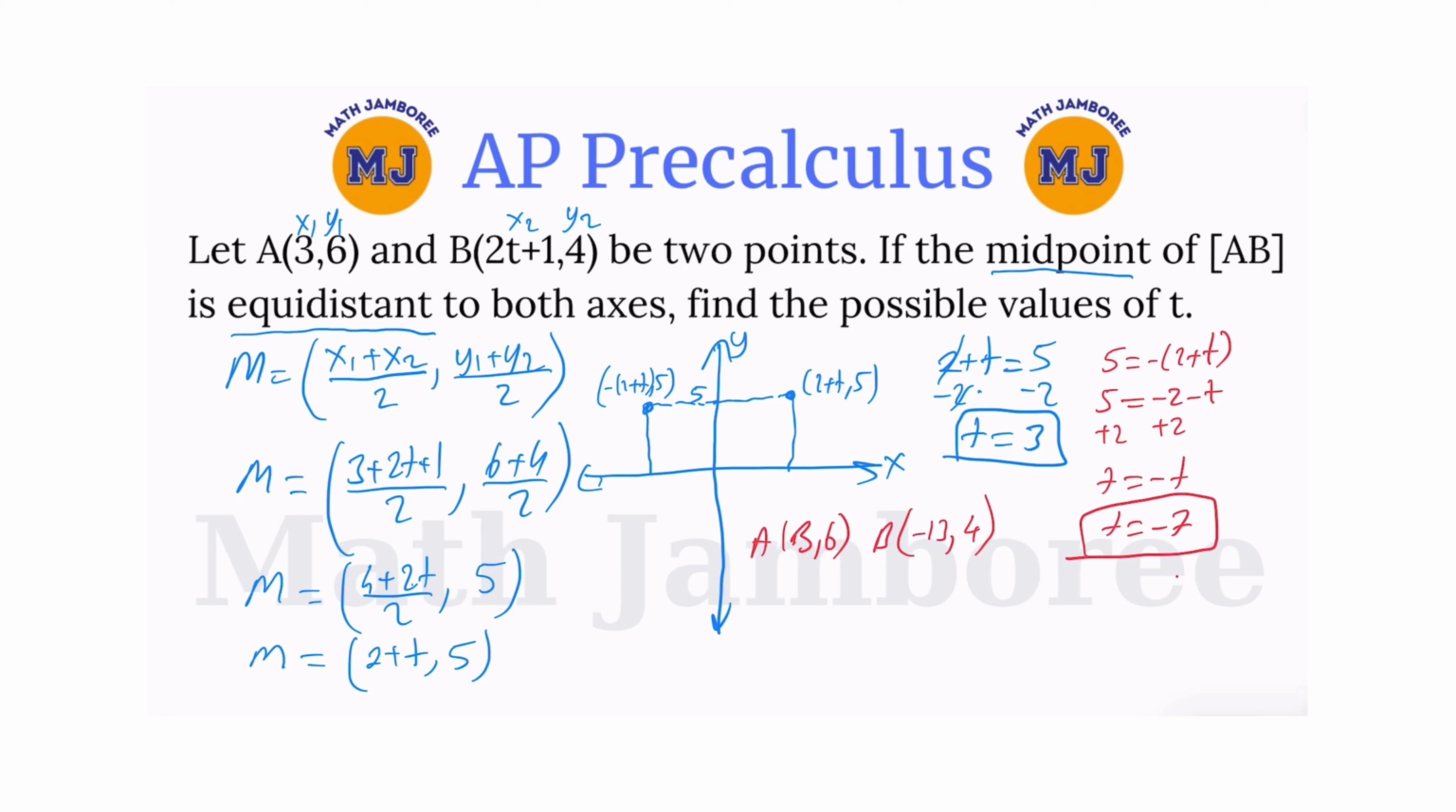And as you can see, if you add these two together, the midpoint will be (3 + negative 13) over 2, and (6 + 4) over 2. Negative 10 divided by 2 is negative 5. 6 + 4 is 10, divided by 2 is positive 5. As you can see, 5 is equal to negative 5, which is what we were looking for. So this is how we solve this question.